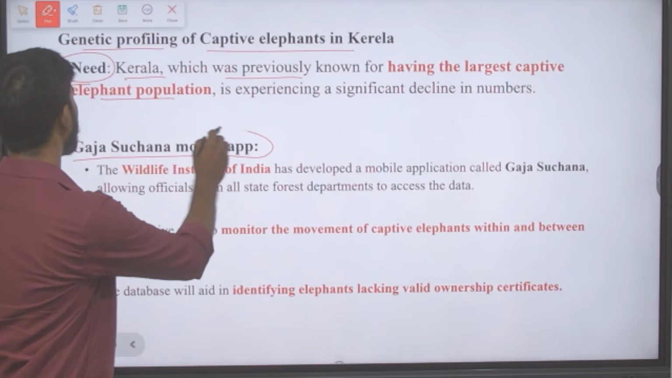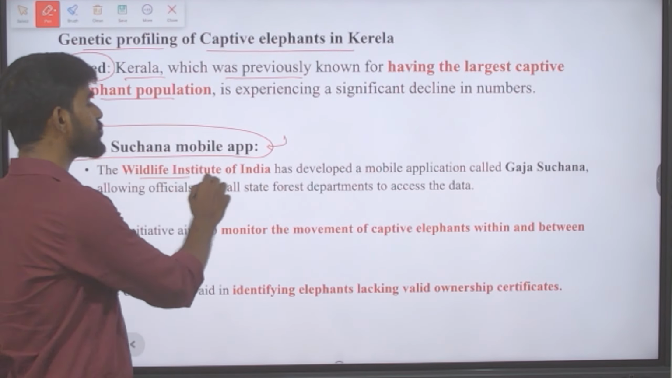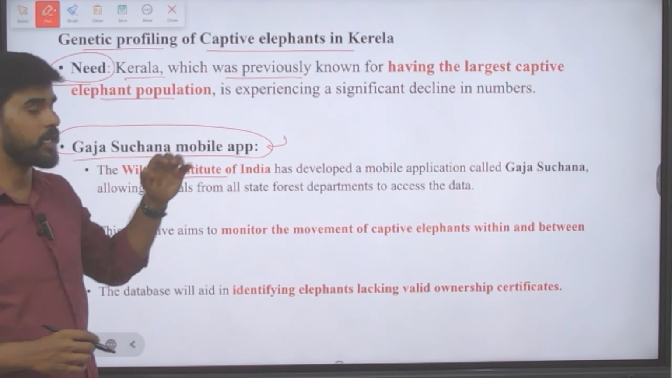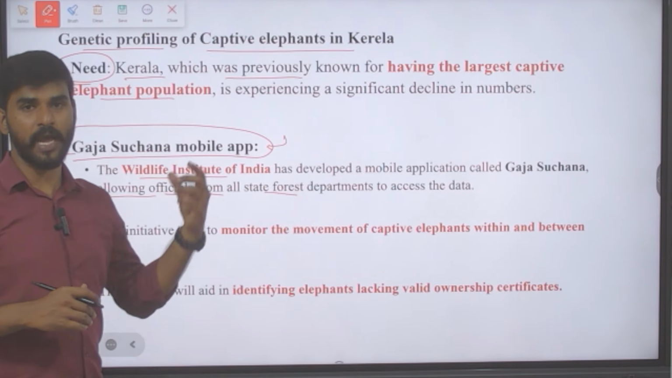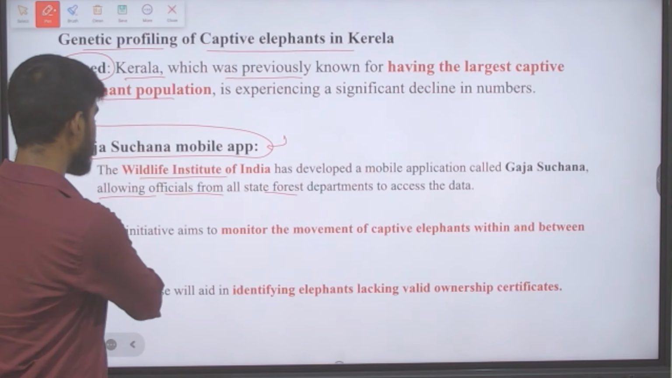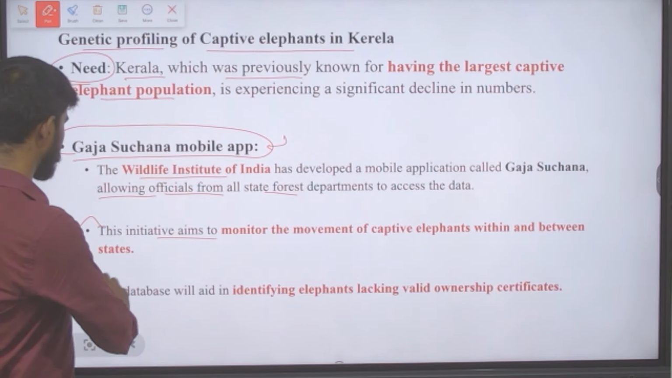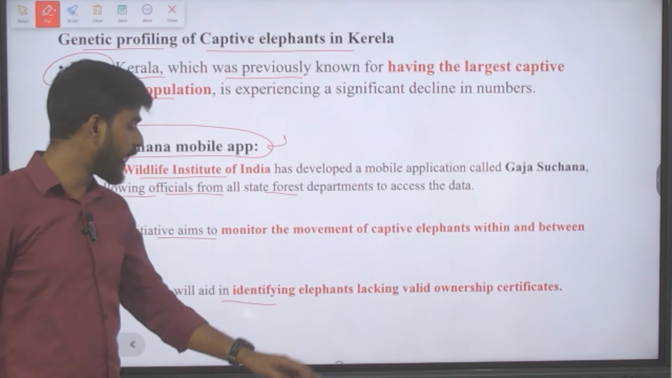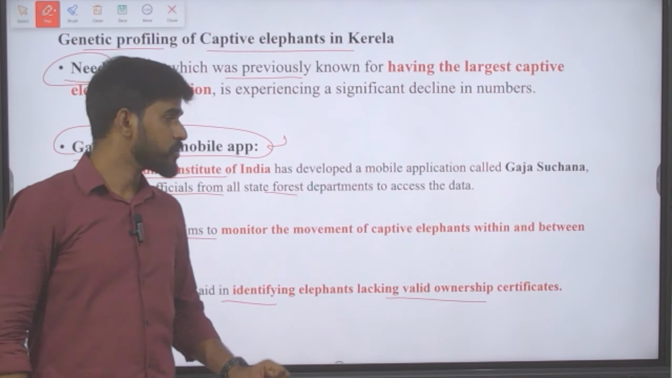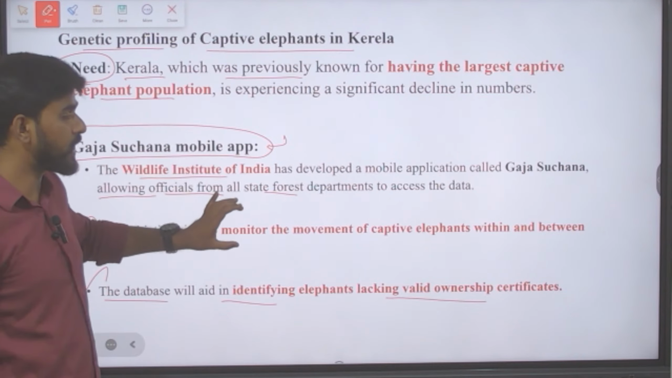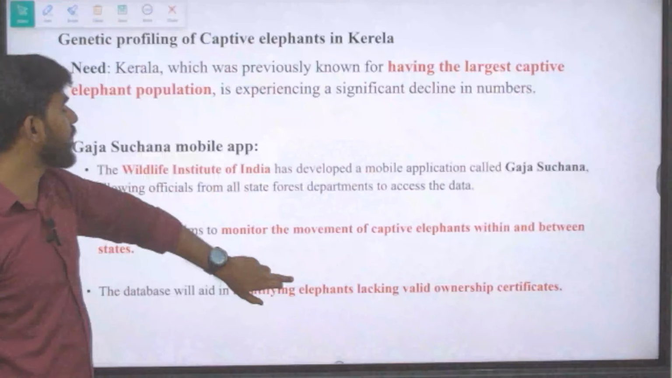And here we need to talk about the mobile app, that is the Gaja Suchna mobile app. So the Wildlife Institute of India has developed a mobile application called Gaja Suchna, allowing officials from all state forest departments to access this data. And this initiative aims to monitor the movement of captive elephants within and between the borders of the states. And then the database will aid in identifying elephants lacking valid certificates. This is also there. Okay, so these are all the factors that we need to consider from this particular thing, that is the Gaja Suchna mobile app.